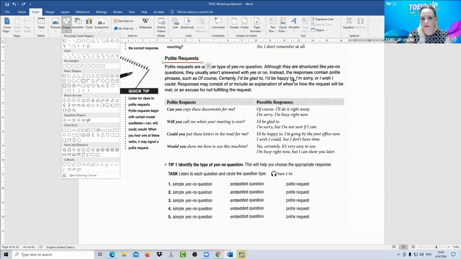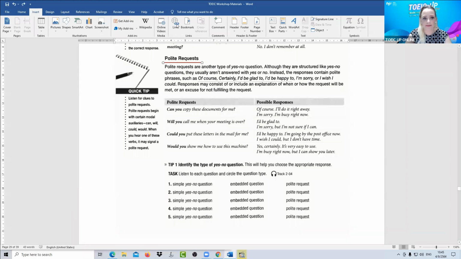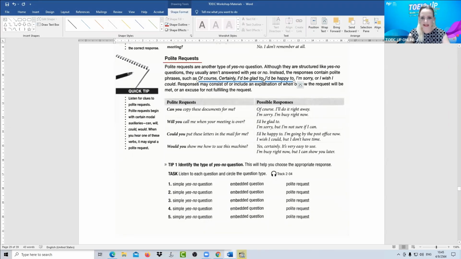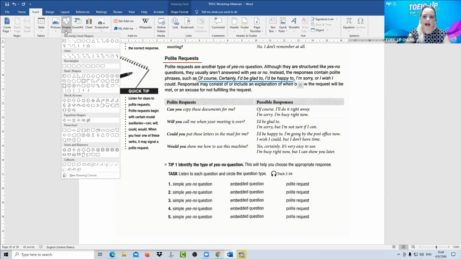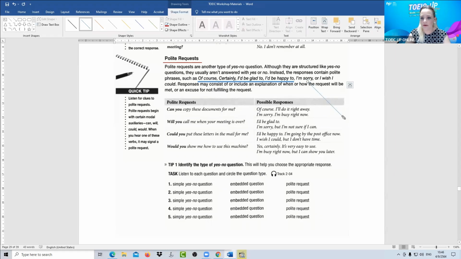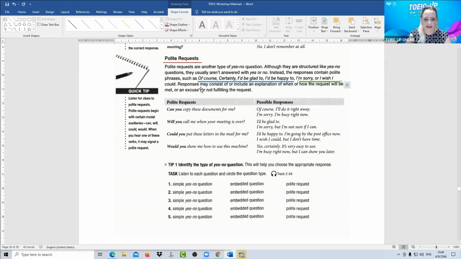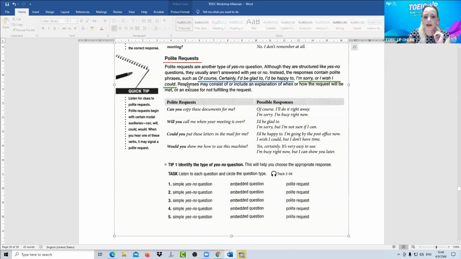So the blue is yes. You're saying yes: of course, certainly, I'll be glad to, I'll be happy to. The last two, I'm sorry or I wish I could, are actually saying no. We'll make that green. So those ones are saying no. Okay, those are some examples.